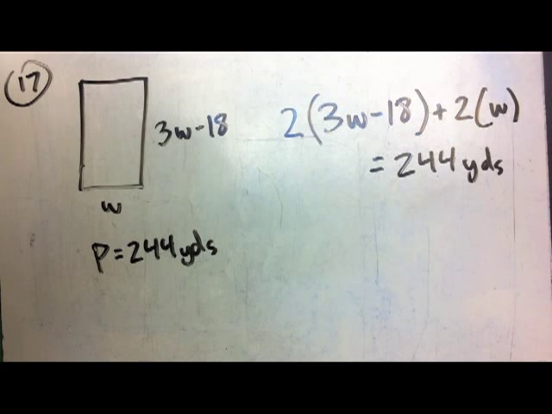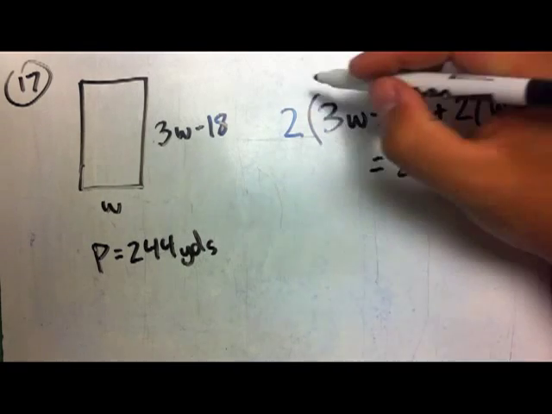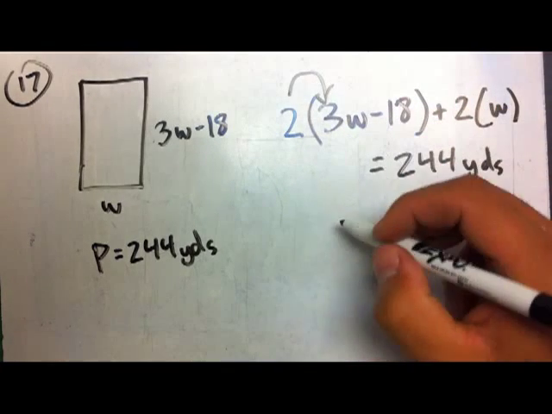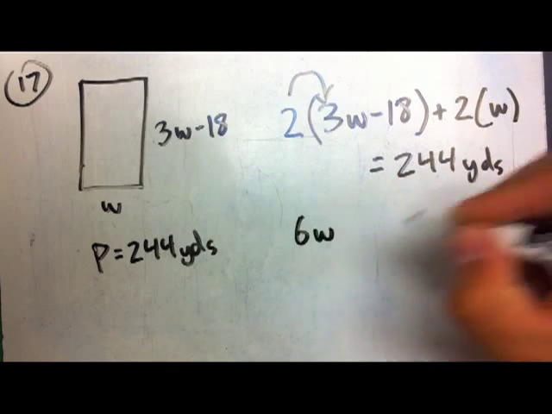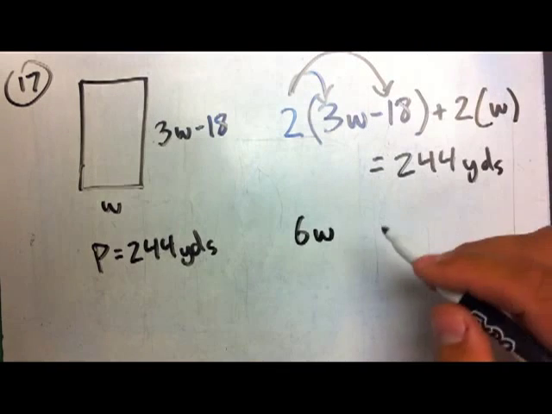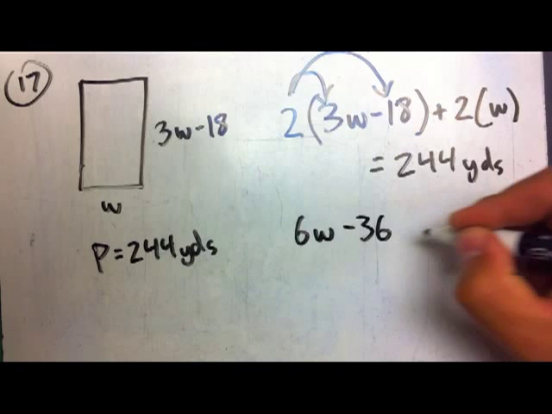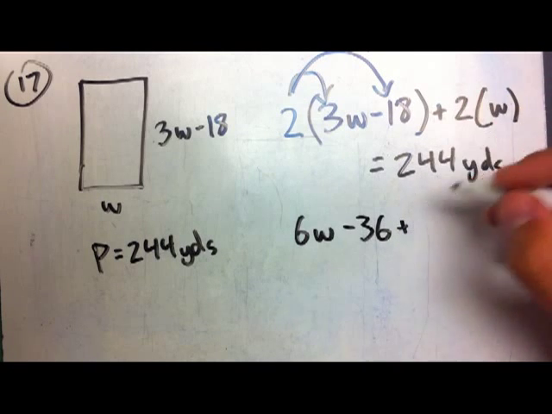Okay, now we can begin to solve this problem. Since these are in parentheses, we have to use the distributive property to break them out. So I'm going to go ahead and do that right now. 2 times 3W is going to be 6W. And 2 times negative 18 is going to be negative 36. We're going to bring down the plus sign.